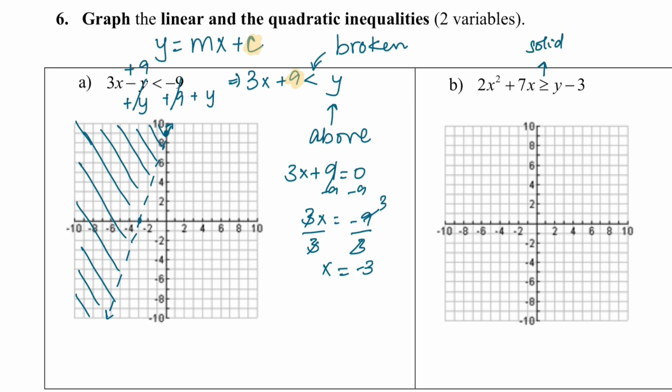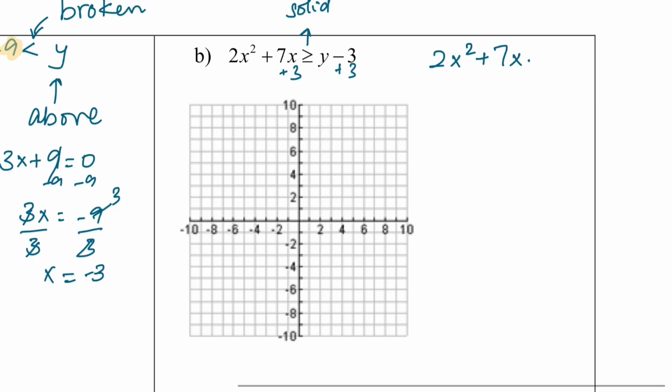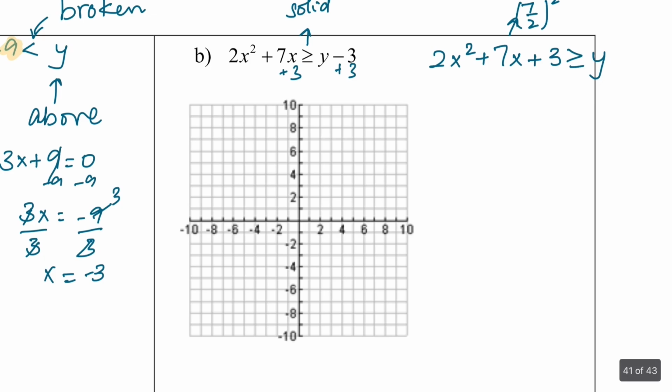Okay, now the equal to sign means it's solid. But when you have a quadratic equation, you would want it in standard form. So add 3 on both sides, and you'll have 2x squared plus 7x plus 3 is greater than or equal to y. You would want to convert this into your vertex form, right? So let's do that, and factored form as well. For your vertex form, you would want to complete the square. So I'm going to divide this by 2 and then square it and add it. So it's going to be 2x squared plus 7x plus 49 over 4 minus 49 over 4 plus 3.